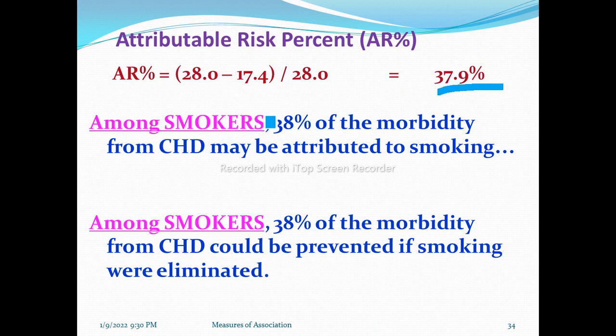So among smokers, about 38% of the morbidity due to CHD may be attributable to smoking. So among smokers, 38% of the morbidity due to CHD could be prevented if smoking were eliminated. So 38% is due to smoking. If smoking is prevented, 38% will be eliminated or prevented. So this is known as attributable risk percent.